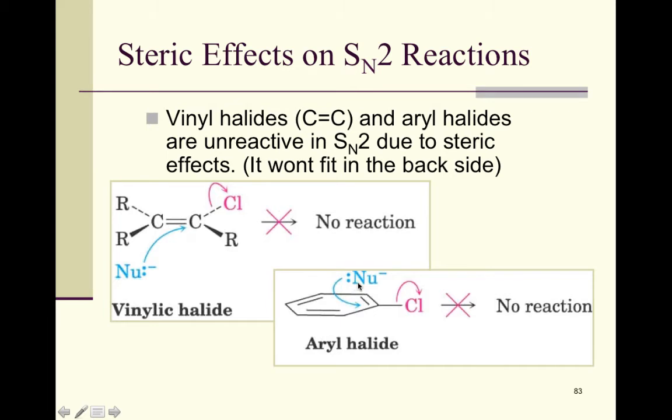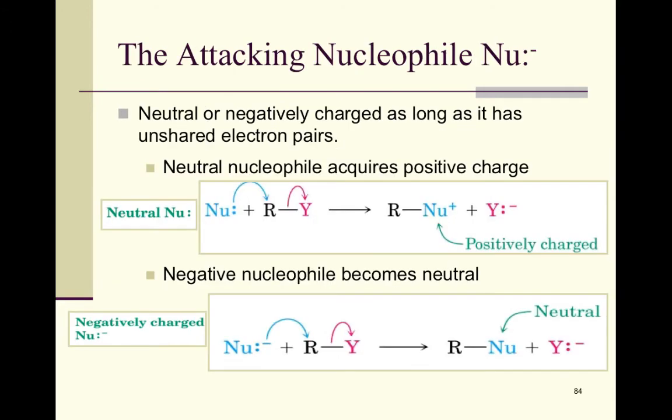With the aryl halide, this is the carbon that's going to react, and this nucleophile just cannot fit inside of this ring here in order for the reaction to happen. So this would be a limitation of SN2 reactions because of steric effects. Vinyl halides, aryl halides are unreactive. The attacking nucleophile: neutral or negatively charged, as long as it has an unshared pair of electrons.